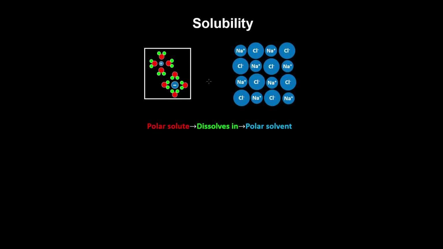Substances with similar intermolecular interactions tend to be soluble in one another. And a solute is a substance we have the least of that dissolves in the solvent. So a typical example is sodium chloride, which is an ionic compound, dissolves in water. And generally polar solutes dissolve in polar solvents, and non-polar solutes dissolve in non-polar solvents.